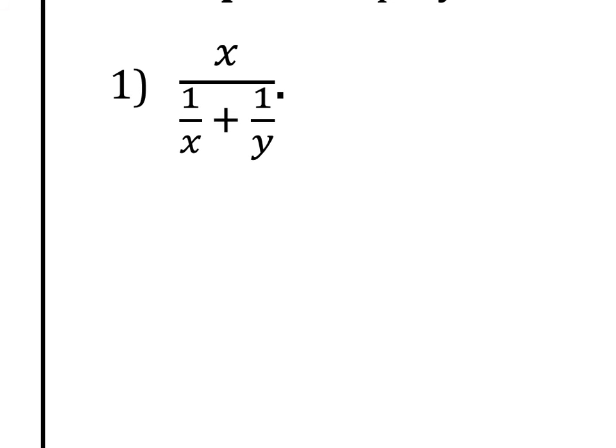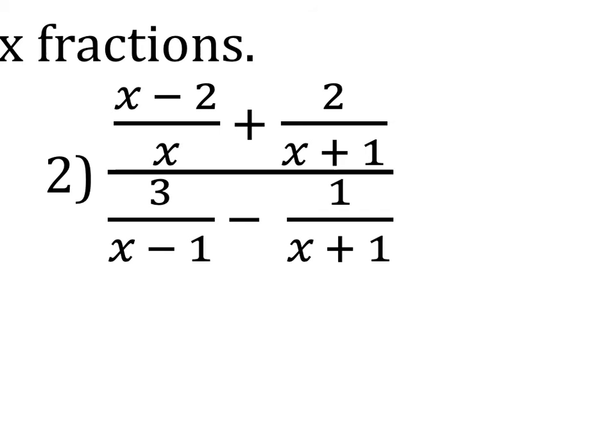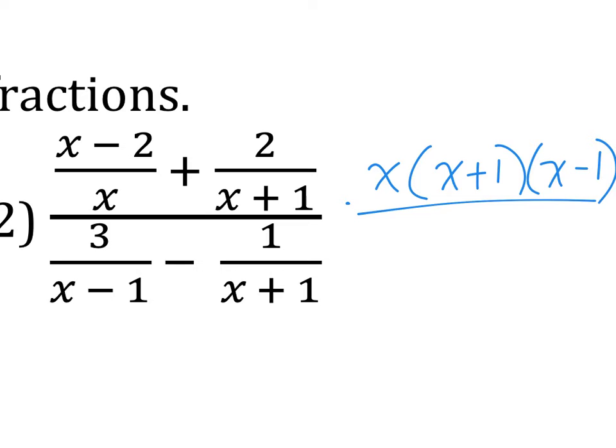Okay. Try this one. Let me know when you're done. The first answer is x squared y over x plus y. Okay, number 2 is a little bit harder because your least common denominator is huge, right? So you have x and then x plus 1 and x minus 1. I'm assuming you're all doing method 2, right? Because it's much easier to do method 2 than method 1.